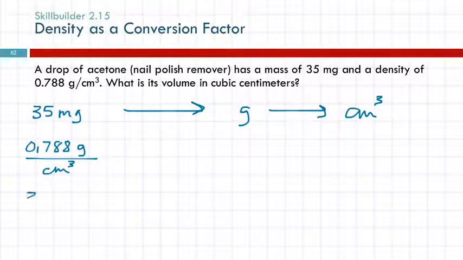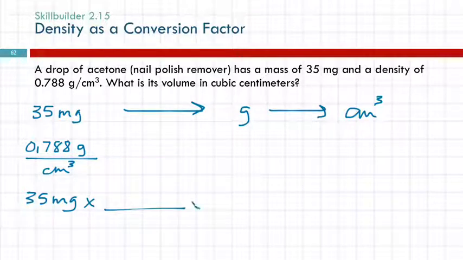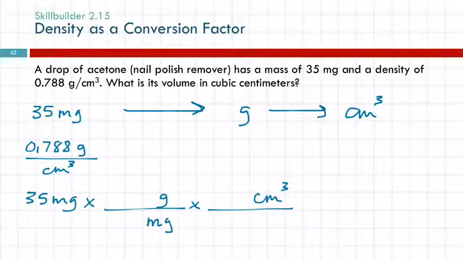So I'm starting with 35 milligrams. My path has 2 arrows, so my equation has 2 fractions. I'm going milligrams to grams to cubic centimeters. I'm going to put milligrams down here and grams down there.